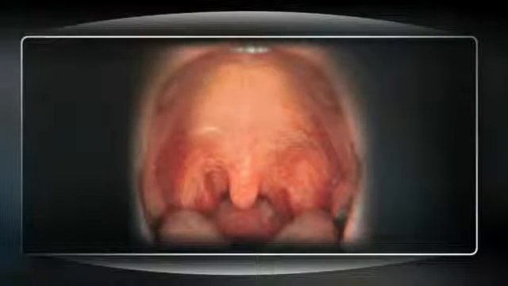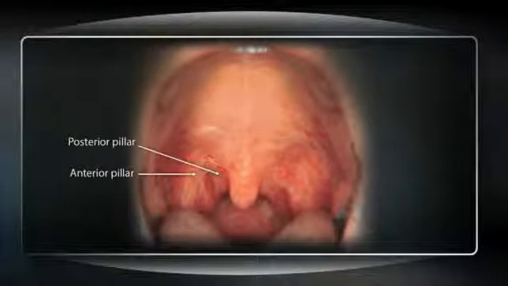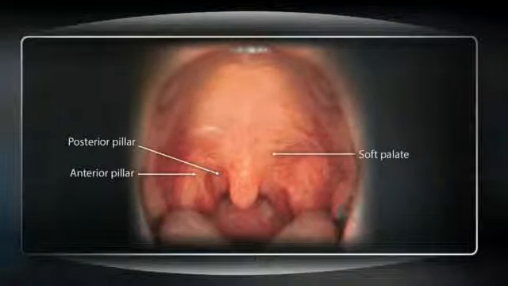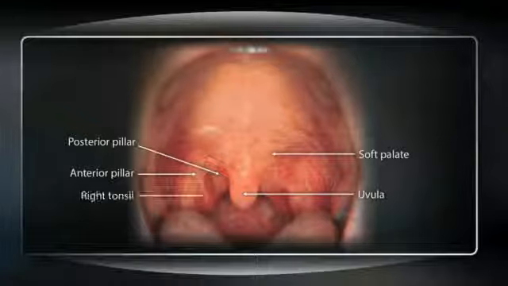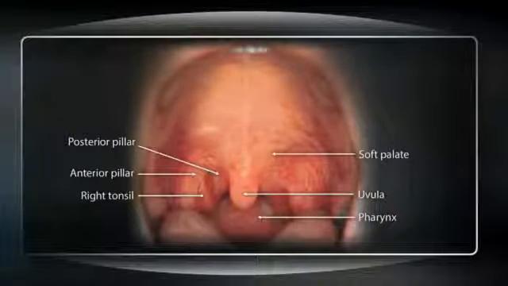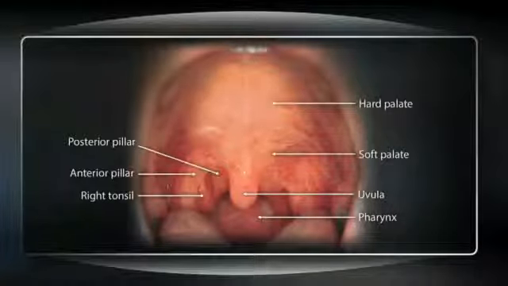Above and behind the tongue rises an arch formed by the anterior and posterior pillars, soft palate, and uvula. Between the pillars, on both sides of the mouth, tonsils can be seen in their fossae, or cavities. In adults, the tonsils are often small or absent. Between the soft palate and tongue, the pharynx is visible. The hard palate forms the roof of the mouth.